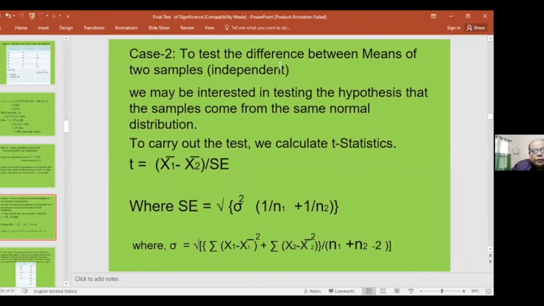Now the second case tests the difference between two means, the means of independent samples. You have two means, from two samples which are independent. Now, we may be interested in testing the hypothesis that the samples come from the same normal distribution.